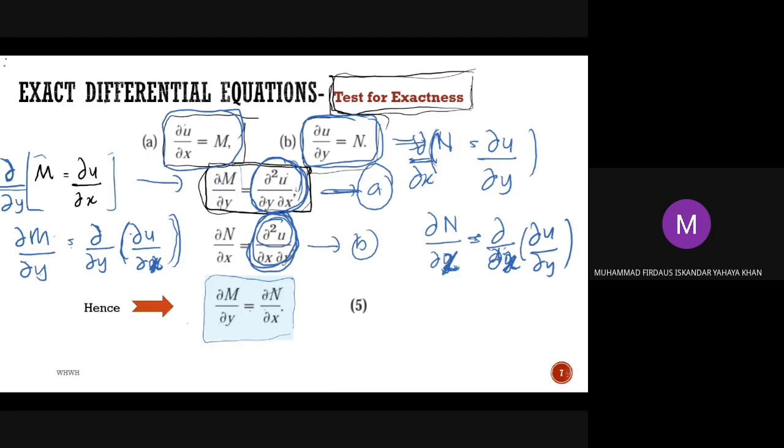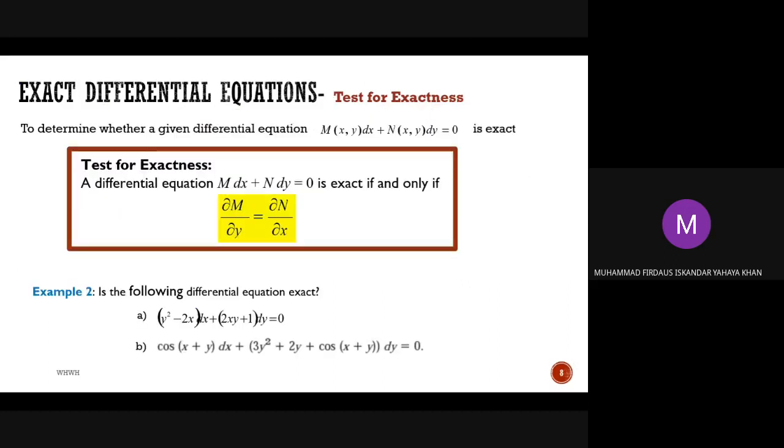Okay, it is exact. It means it satisfies del M over del Y equals del N over del X. So now we understand why it is called exact: exact if and only if del M over del Y equals del N over del X. To make sure you all understand, let's quickly solve example 2 A and B.